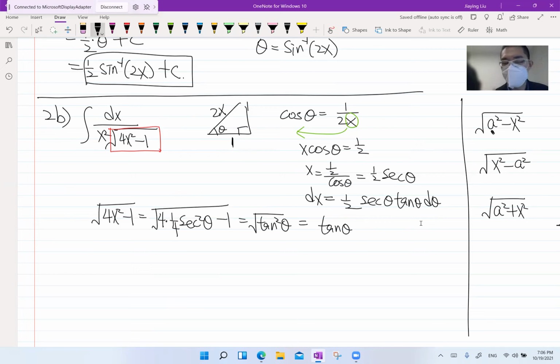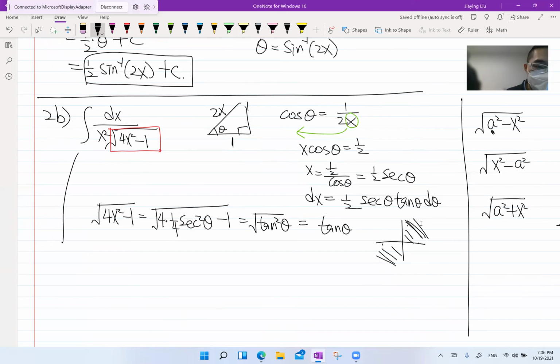And if you're not sure when tangent is positive, tangent is positive when sine and cosine have the same sign. So basically, for the angle from 0 to pi over 2, that would be positive. Also from pi to 3 pi over 2, I think. So I'm just going to assume tangent theta is positive for some theta.